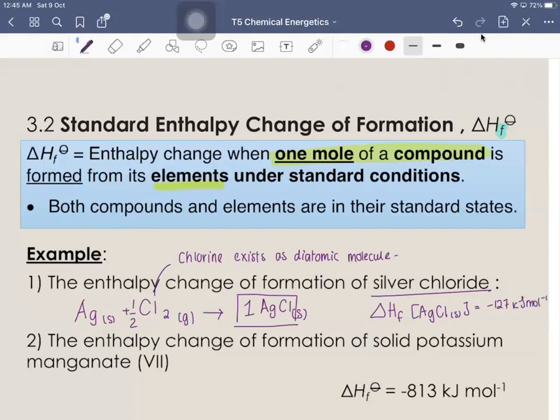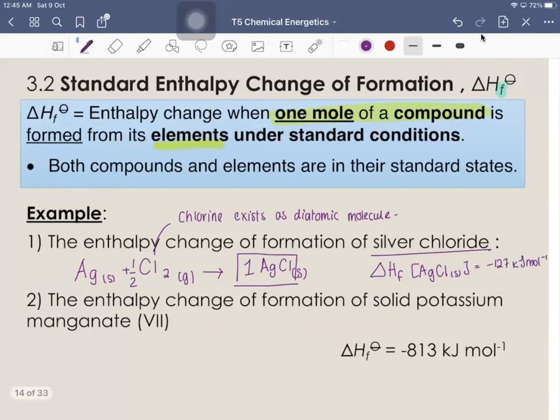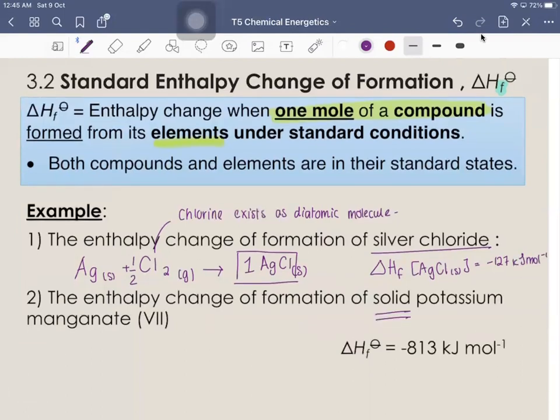Next is the enthalpy change of formation of solid potassium manganate. Now we've got a hint given. I want to know the enthalpy change of formation of potassium manganate. Strictly speaking, they should write it as delta HF of KMnO4 as negative 813. Okay, right, back to my equation.